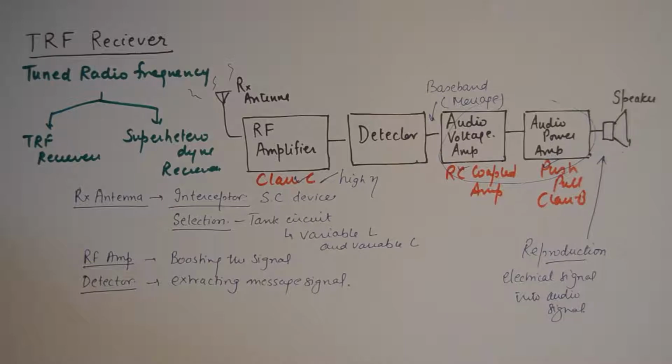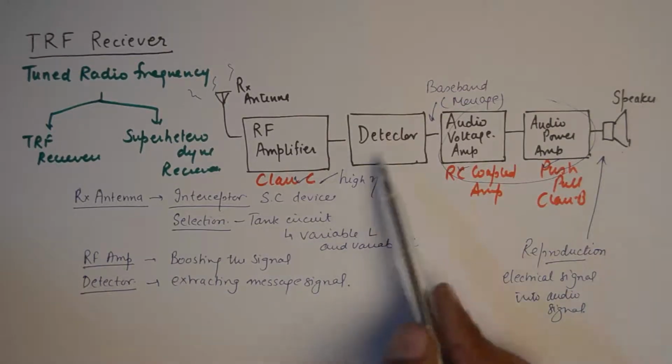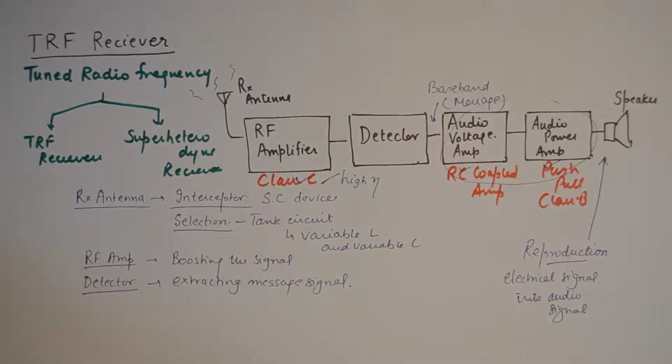It is pretty simple, and if the question is longer, then you need to go into the details of the class C, RC coupled and push-pull class B amplifiers. If the question is detailed, then you also need to mention the kind of detector being used at the second block. It could be a peak detector, or an envelope detector, etc. I'll come up with the explanation of the super heterodyne receiver in the next video.